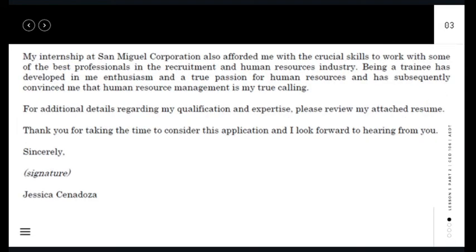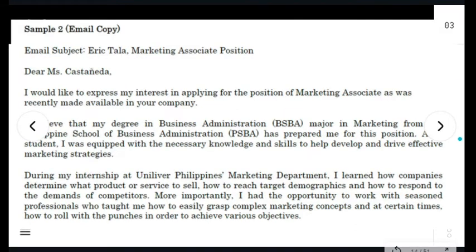My internship at San Miguel Corporation also afforded me with the crucial skills to work with some of the best professionals in the recruitment and human resources industry. Being a trainee has developed in me enthusiasm and a true passion for human resources and has subsequently convinced me that human resource management is my true calling. For additional details regarding my qualification and expertise, please review my attached resume. Thank you for taking the time to consider this application, and I look forward to hearing from you. Sincerely, Jessica Senadosa.